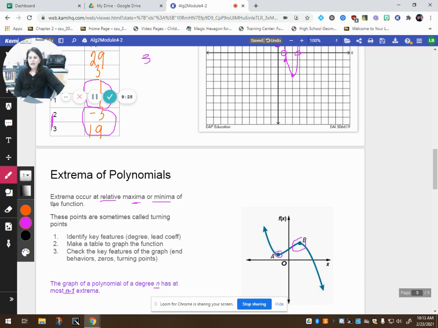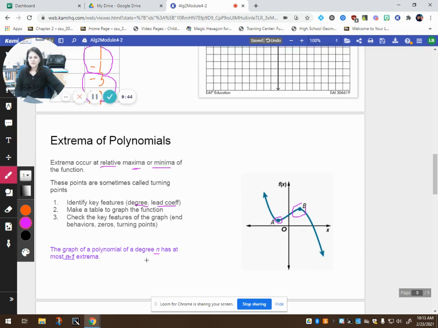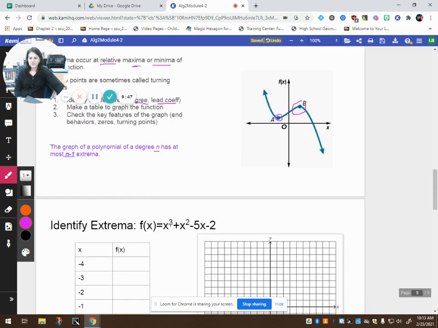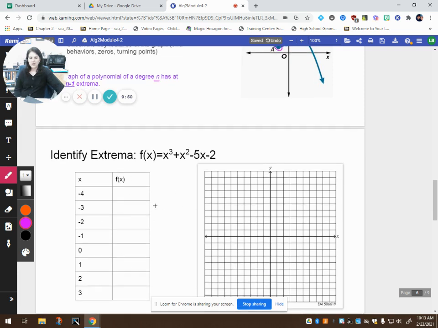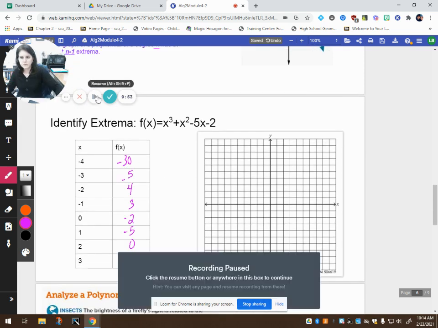So when we're looking at the extrema of polynomials, we want to identify key features. Look at the degree of our polynomial. Look at the leading coefficient. Make a table just like we did up here. Then graph it. Then check the end behaviors. Check the zeros. Check the turning points. And make sure that it all matches. Okay, so I'm going to go ahead and pause and I'm going to fill in my table. I encourage you to do the same.